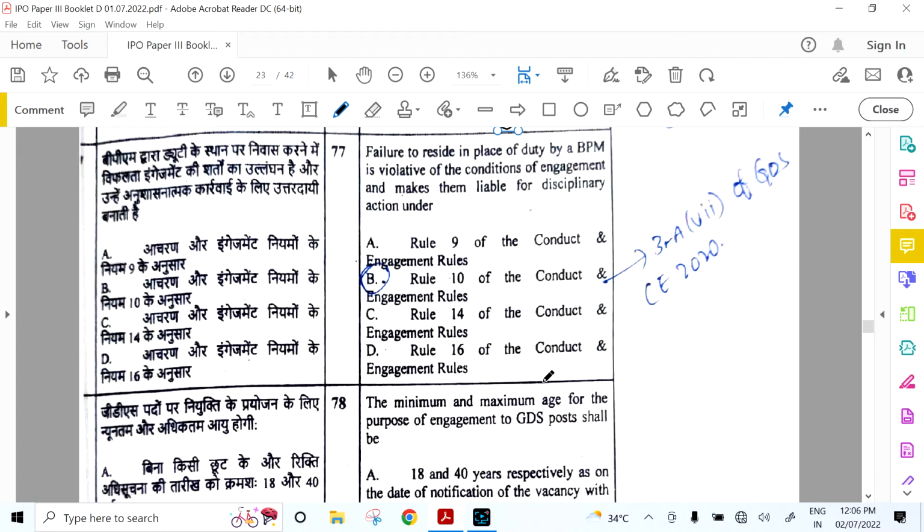Failure to reside in the place of duty by a BPM is violative of the conditions of engagement and makes him liable for disciplinary action under Rule 10 of the CCS Conduct and Engagement Rules. Rule 3A7 of the GDS Conduct and Engagement Rules also specifies the same.